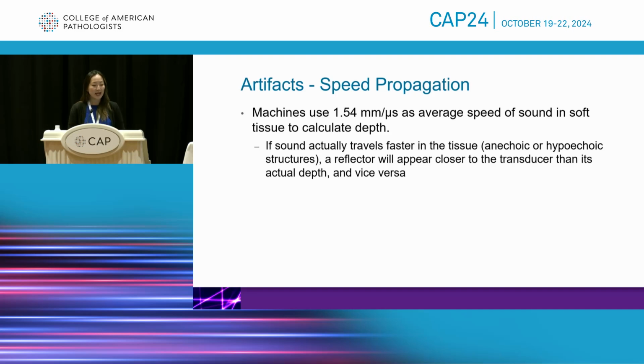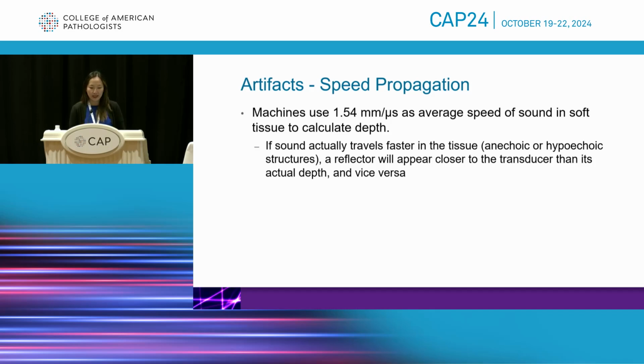Some of the artifacts can actually help us. So there is a speed propagation artifact, which is your ultrasound machine basically uses 1.54 millimeters per microsecond as an average speed of sound in soft tissue. So if the sound travels faster in the tissue, so anechoic, hypoechoic structures, a reflector is going to appear closer to the transducer than its actual depth, and vice versa.